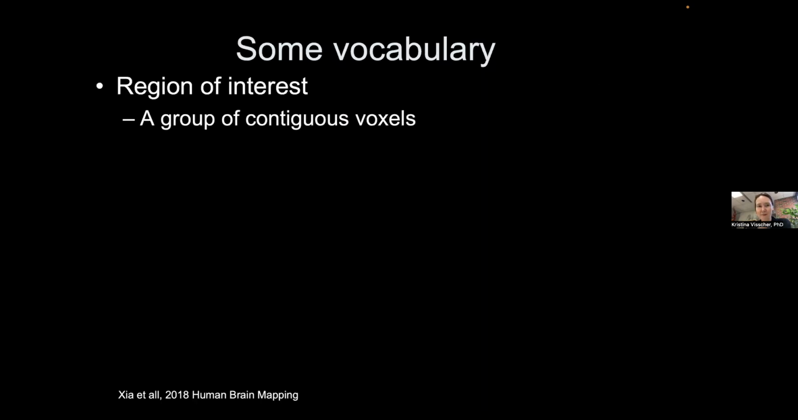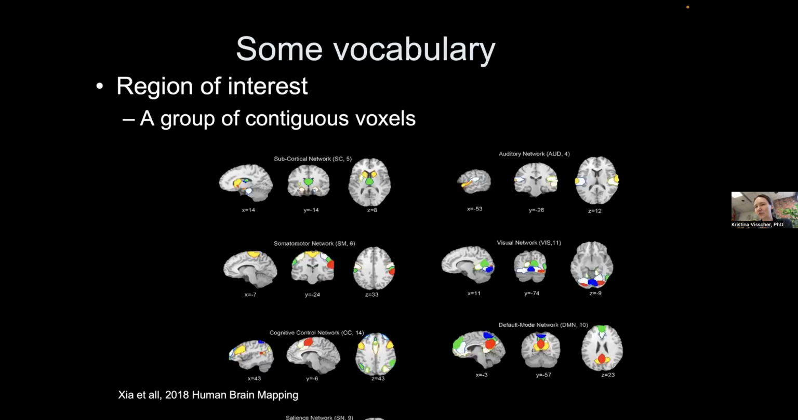So I'm going to continue with vocabulary. Another vocabulary term is region of interest. By that, we mean a group of contiguous voxels. Voxels are like volume pixels, so the individual spots in the brain. So these are just an example of someone's regions of interest. You can see here in this subcortical network, we've got one yellow region of interest. Here we might have this red region of interest. Here we have this red region of interest, which is a different brain region. So each of these would be regions of interest.